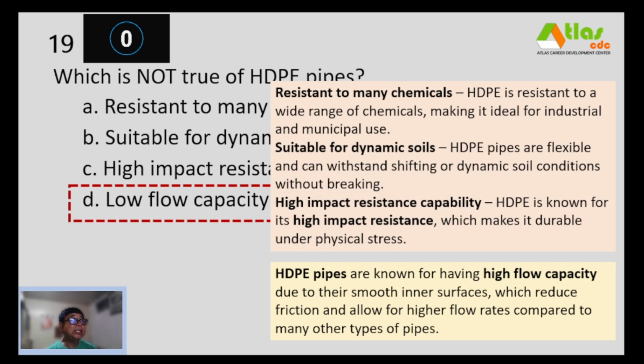HDPE is resistant to many chemicals. It is resistant to a wide range of chemicals, making it ideal for industrial and municipal use. HDPE pipes are flexible and can withstand shifting or dynamic soil conditions without breaking. And HDPE is known for its high impact resistance, which makes it durable under physical stress.